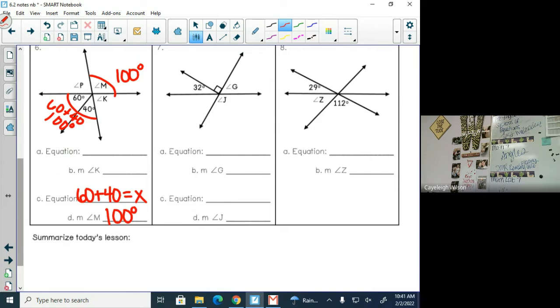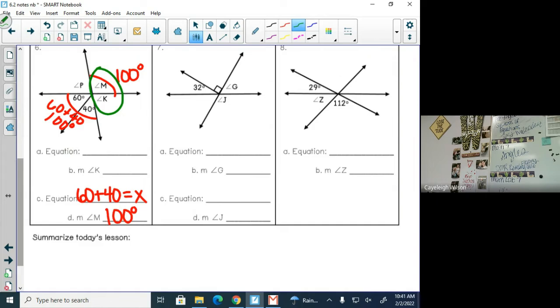Now, they also want me to find K. Here's my question. It's a very important question. How are M and K related? They're across from each other. They're next to each other. Yeah, that's fine. They are directly next to each other. Look over here, right here. They're adjacent. They're next to each other.